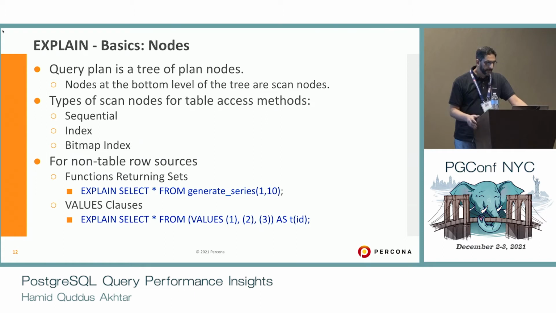So just to recap, a plan is a tree of plan nodes. Nodes at the bottom level of the tree are scan nodes. So you can have sequential, index or bitmap index scans. You can have non-table scans as well, whether they're functions like generate_series that return a list, or you can have values. So you'll see those.